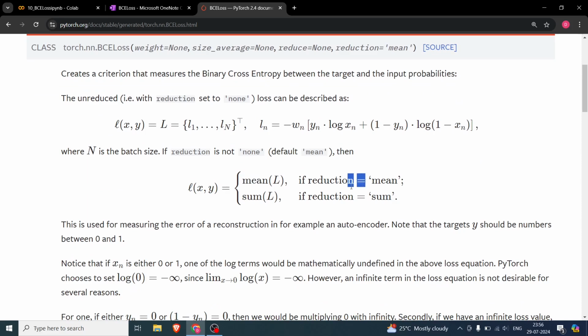if reduction is equal to mean, and sum of L is basically the loss is summation of all of this, L1, L2 up to Ln, where Ln is what we have discussed already. So first let's take the condition where reduction is none. Okay, when reduction is none means not this case.